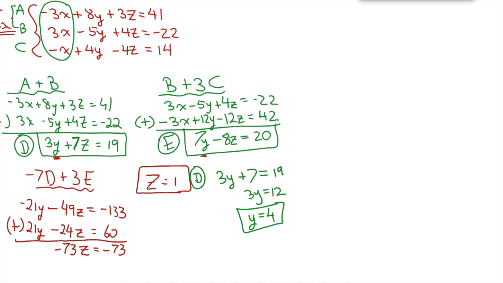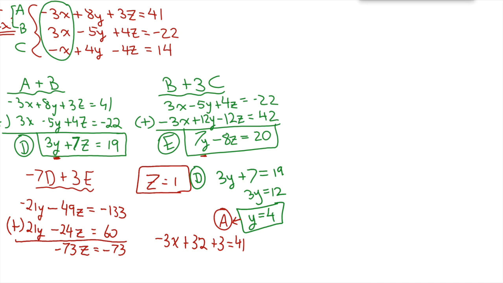So I have y and z. What I'm looking for is x, and the only equation with x in it is one of the first original three. So which one, A, B, or C? A. If I take 4 and put it into A, we have negative 3x plus 32 from the y, plus 3z, and 3 times 1 is 3, and it's equal to 41.